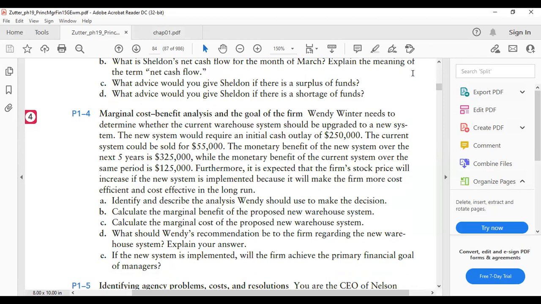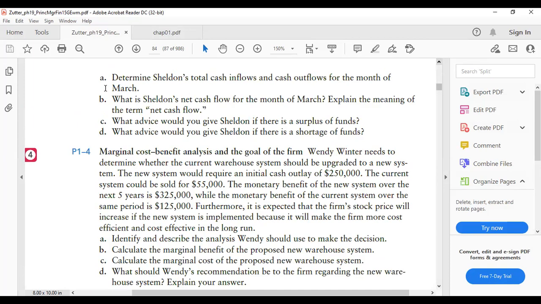So there are questions, just like this one earlier. Copy this. A, determine Sheldon's total cash inflows and cash outflows for the month of March. Do not encode your answers, class. You simply write it, and take a picture of it and send it to me or email me at sanjuanadare@gmail.com. I'll write my email address here on the chat box.